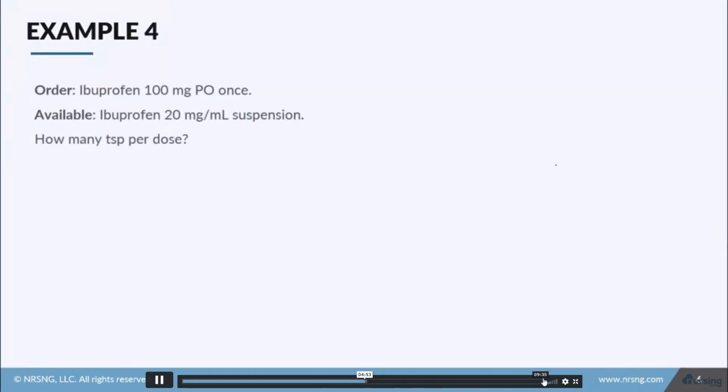Okay, example number 4: ibuprofen 100 milligrams PO 1 time. Available is ibuprofen 20 milligrams per mL suspension. How many teaspoons per dose? Okay, so identify, convert, solve, and verify.